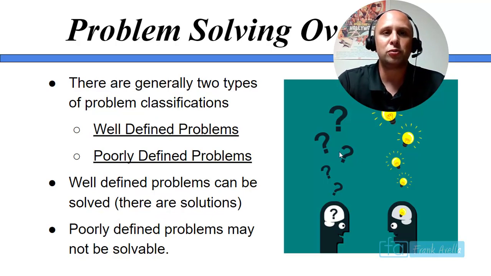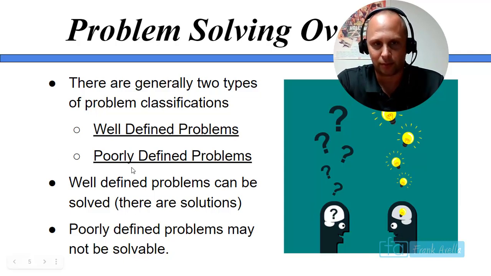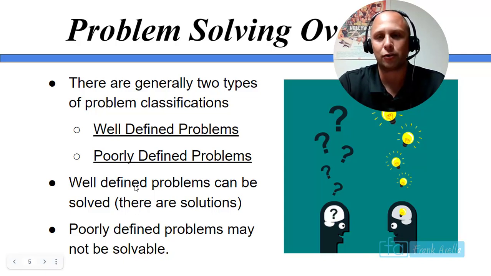So there are generally two types of problem classifications. Okay, there are well-defined problems and poorly defined problems. Well-defined problems can be solved. There are solutions to well-defined problems. Poorly defined problems may not be solvable, and there are cases where not every problem can be solved.